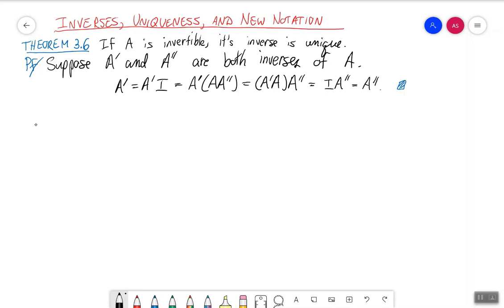Tombstone. Therefore, instead of writing A prime for the inverse matrix, we take a hint from the way that we have things to the minus first power in real numbers, and we write A to the minus first power for the inverse of the matrix A.